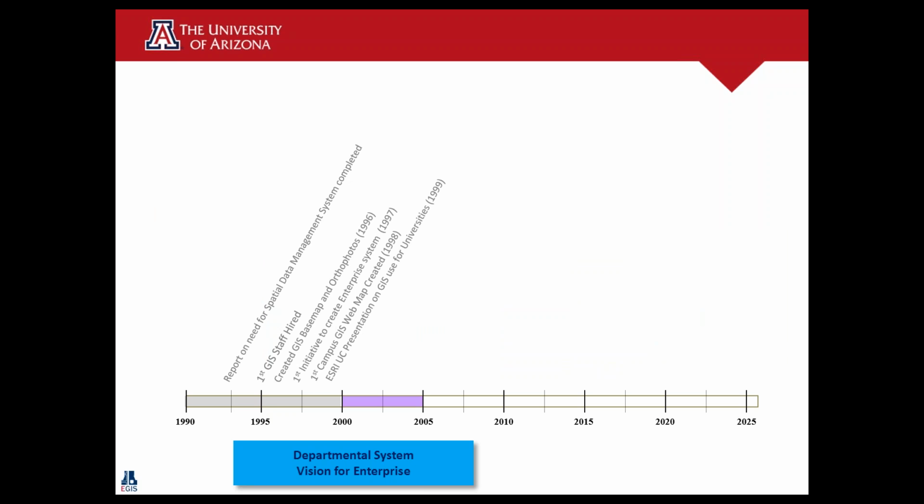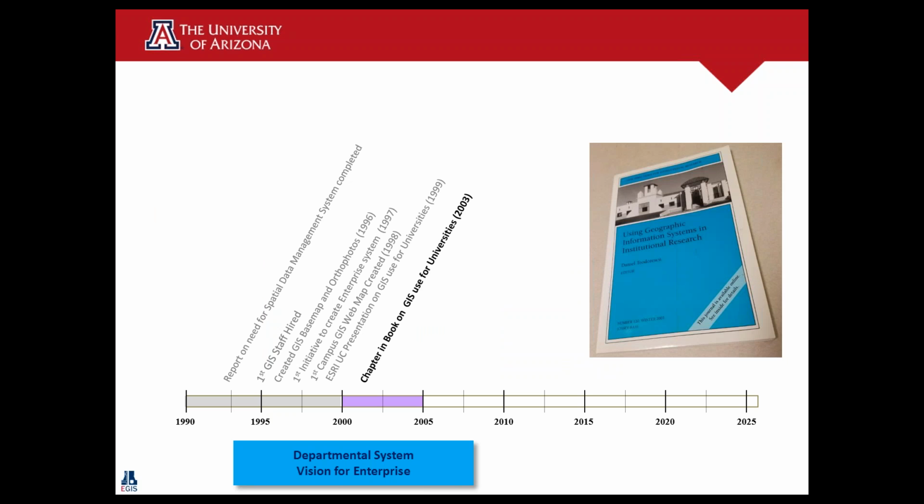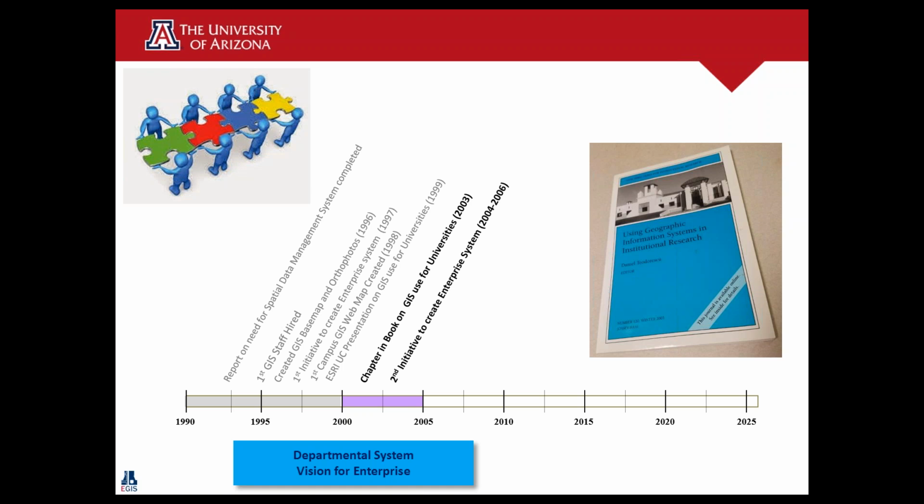So then during the period of 2000 to 2005, as an outgrowth of my 1999 UC presentation on GIS for university administration, I was asked to contribute a chapter to a book on university use of GIS. My experience as well as research I did for the chapter did not yield any silver bullet solutions to the question of creating enterprise systems, but it did allow me to analyze and present many of the challenges and contextual aspects of building a GIS within the university environment.